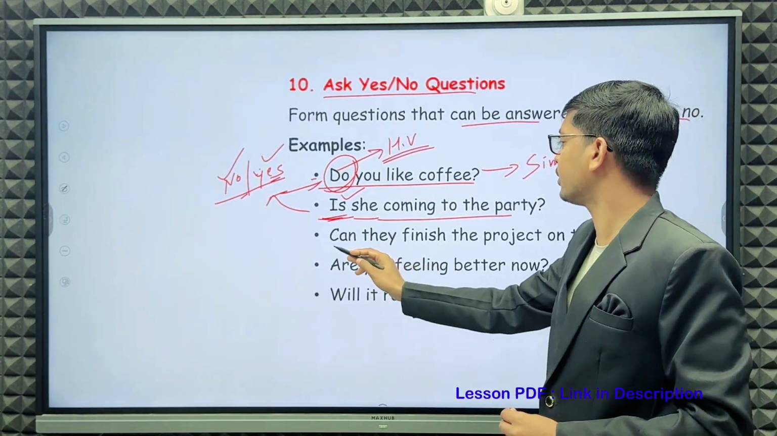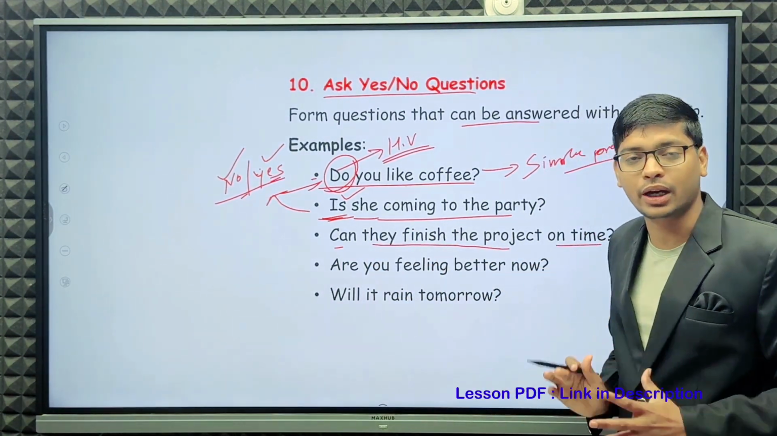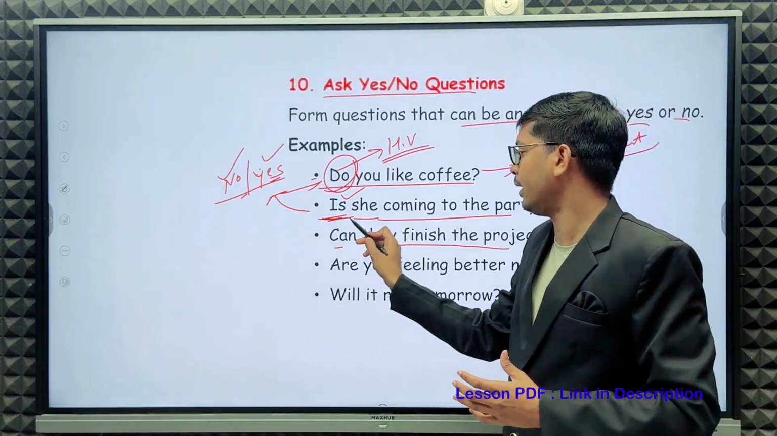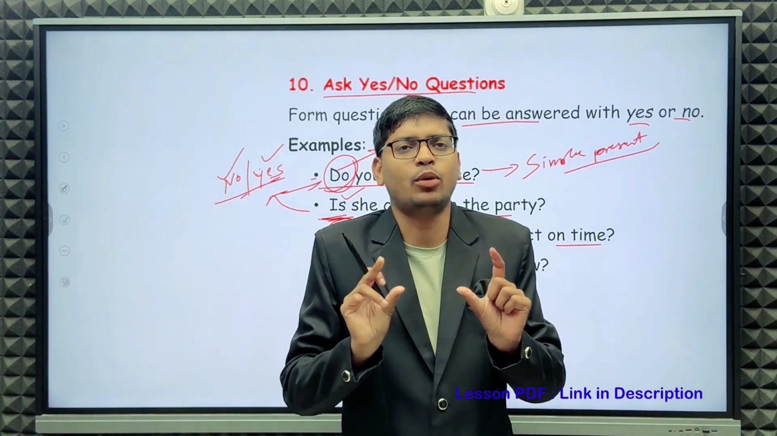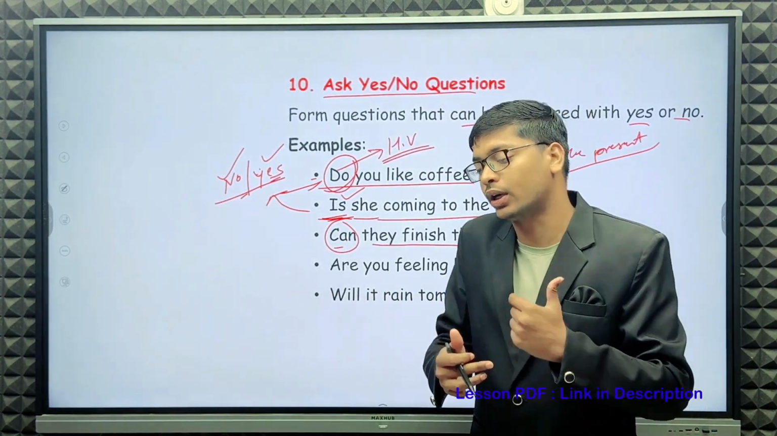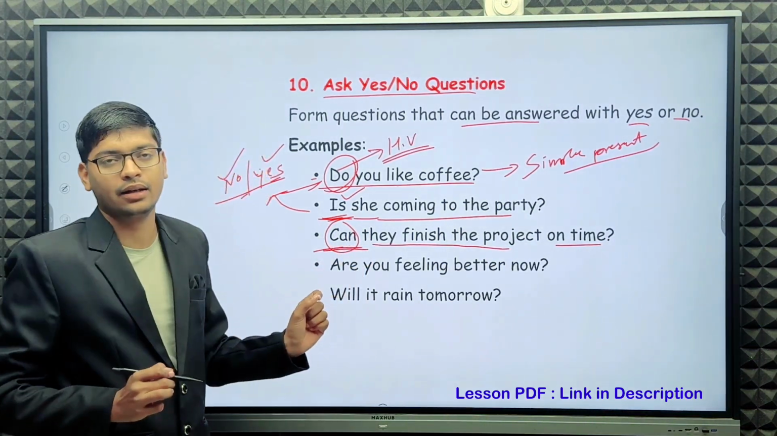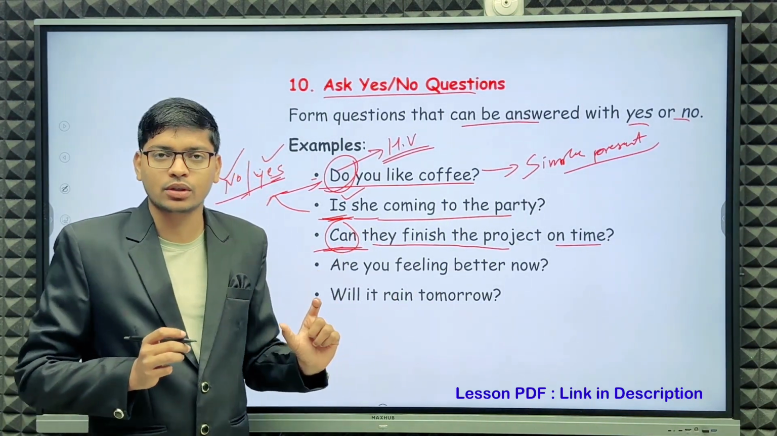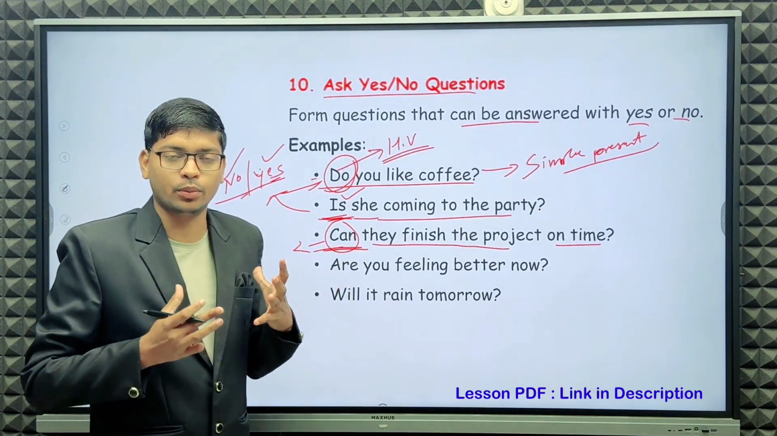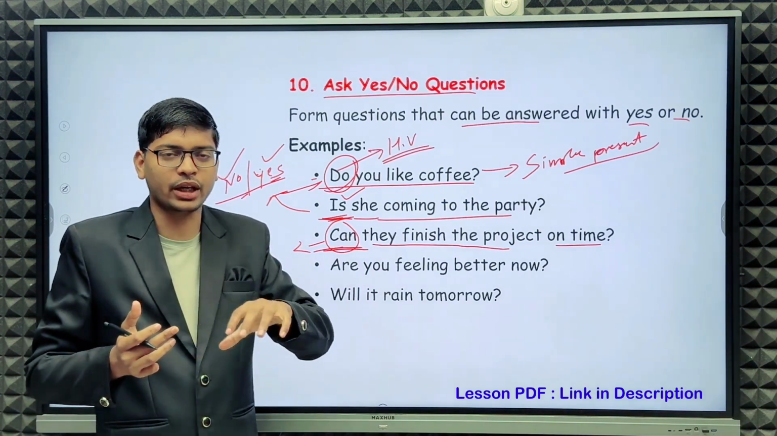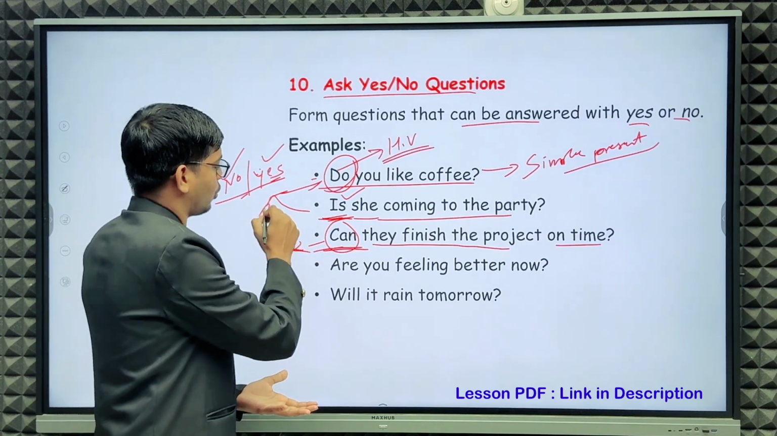Next, can they finish the project on time? Here can is a modal, but you should also understand that can is an auxiliary verb too. Can is also an auxiliary verb, so we can give the answer in yes or no.